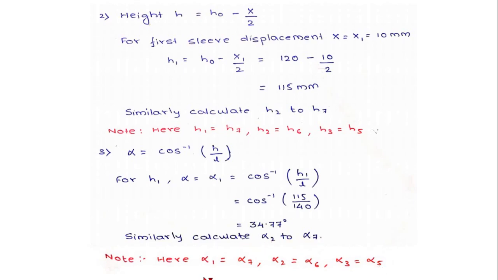Here also you have to calculate only alpha 1, alpha 2, alpha 3, and alpha 4, because alpha 5 will be equal to alpha 3, alpha 6 will be equal to alpha 2, and alpha 7 will be equal to alpha 1. This is because h5 will be equal to h3, h6 will be equal to h2, and h7 will be equal to h1, so these values of alpha will also be equal. Okay, now once h and alpha are calculated, we will calculate the value of r.